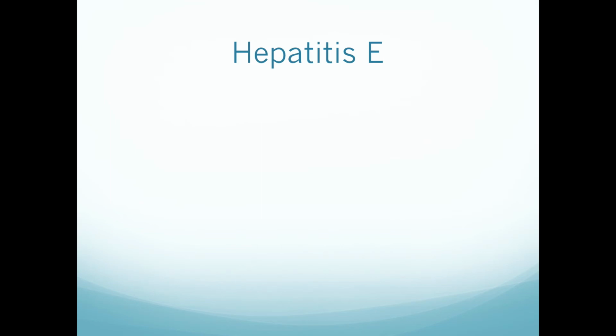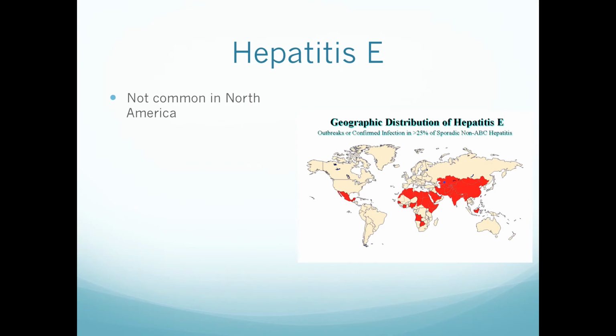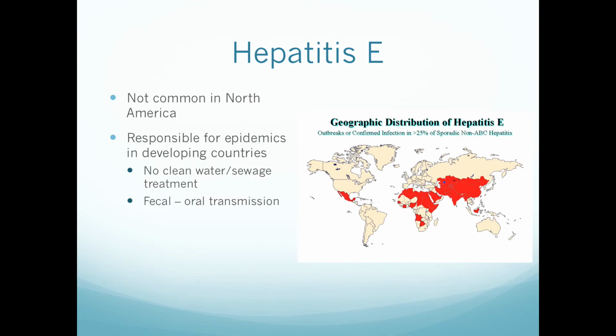Finally, we have hepatitis E. Hepatitis E is similar to Hep A in that it comes from food. It's fecal to oral route of transmission. The only thing that's different is really where you see this spread. It is not as common in North America because it's usually associated with a lack of really stringent water purification.